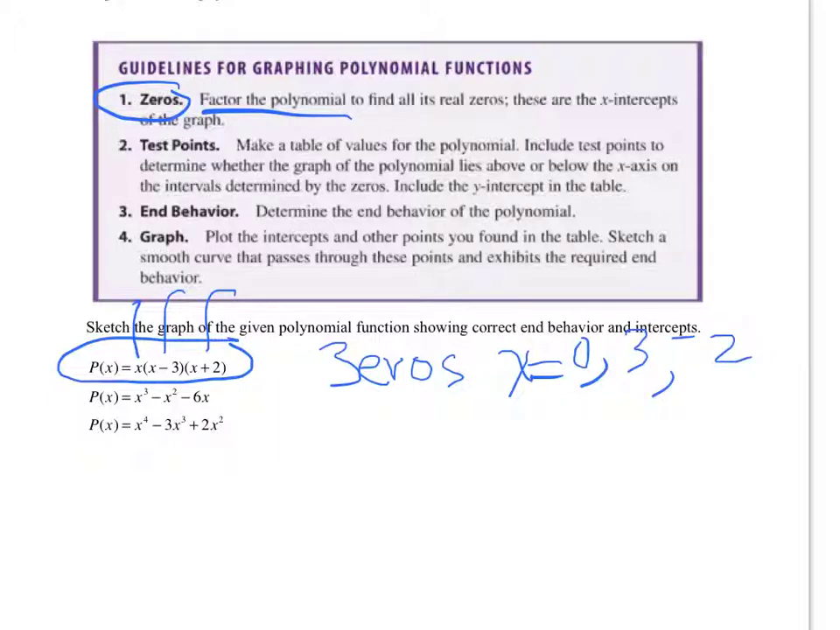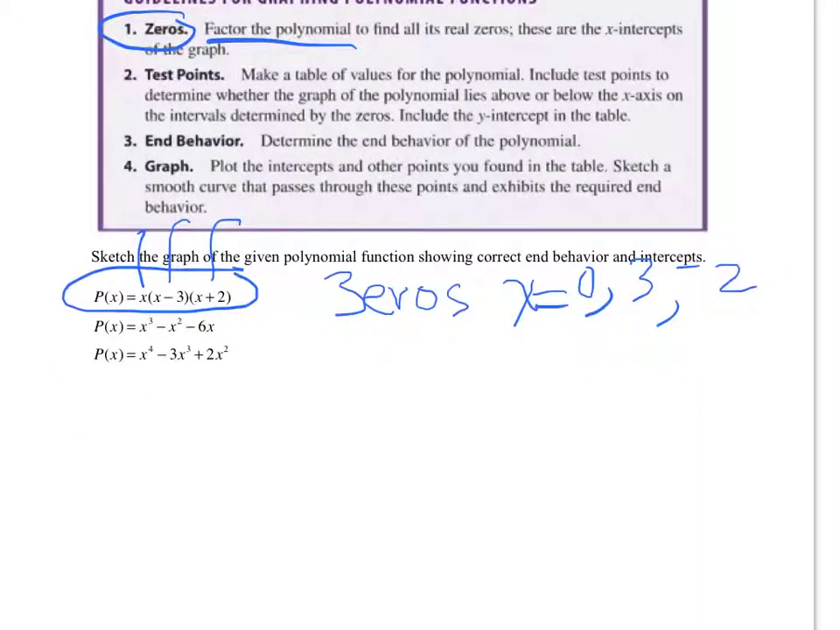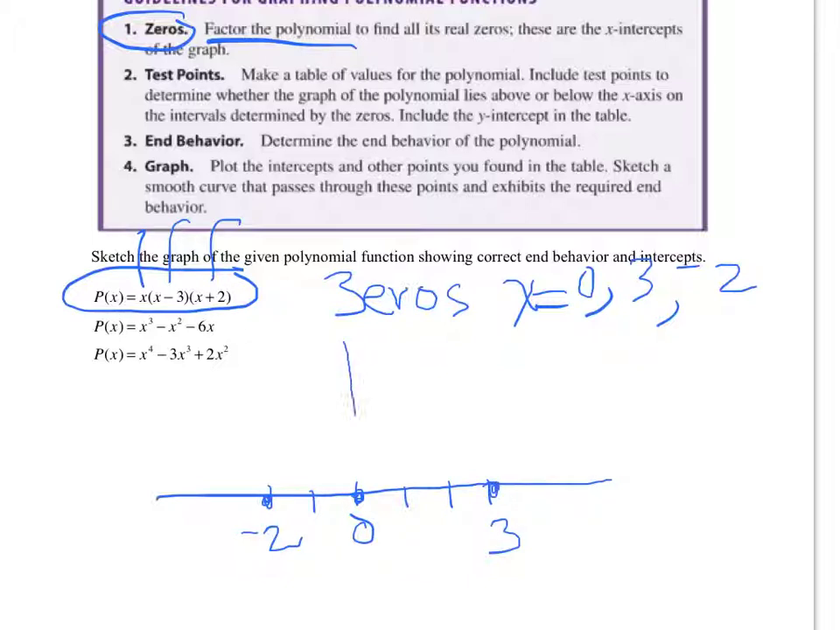Then what I like to do is go ahead and sketch the zeros on my x-axis: 0, 3, and negative 2. So 0, 1, 2, 3, and 1, 2, negative 2. That's a zero at negative 2, a zero at 0, and a zero at 3. Here's the y-axis, which goes through 0.